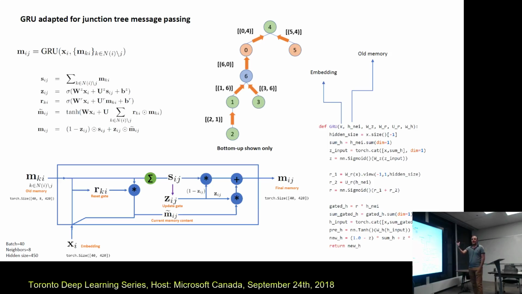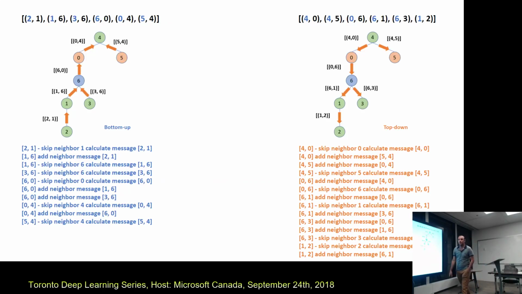So we send the information to GRU. GRU gives you the new message. We started with no message or no information. Now we get the information for this edge. We move up the structure and we collect the information. Now let's take a look at how this process works.